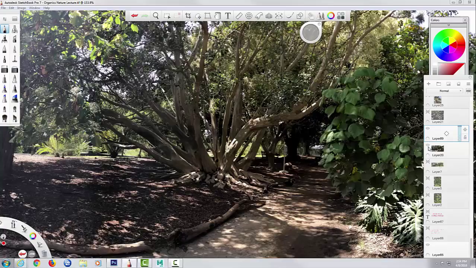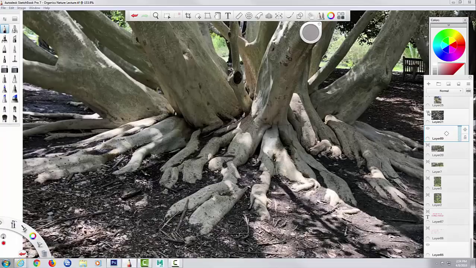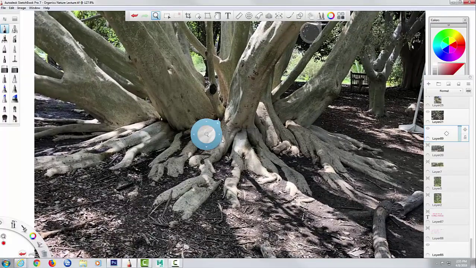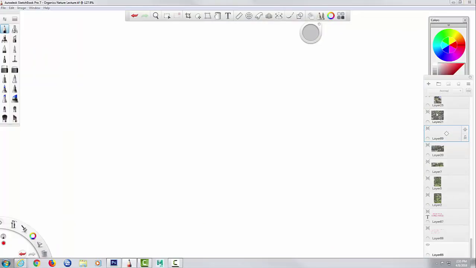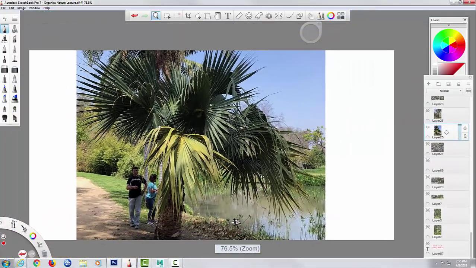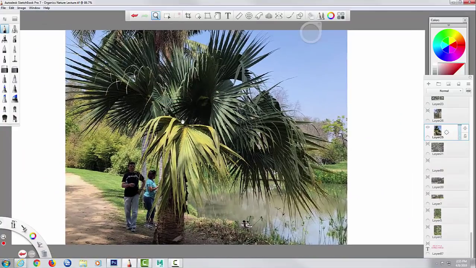So once again, I come back to the basics. I tell students, know your subject matter. Know what it is you're drawing. Understand it. Go out, look at it. Pay attention to it. Observe it. Ask yourself questions. Try to figure out what's taking place. Okay? All right. And then let's go over here. So now here's something else that I noticed in this. This is just a really nice palm.